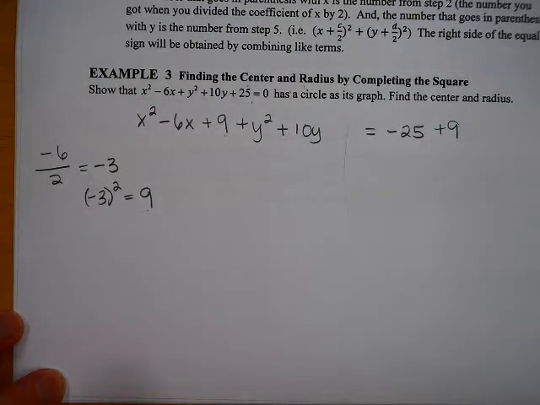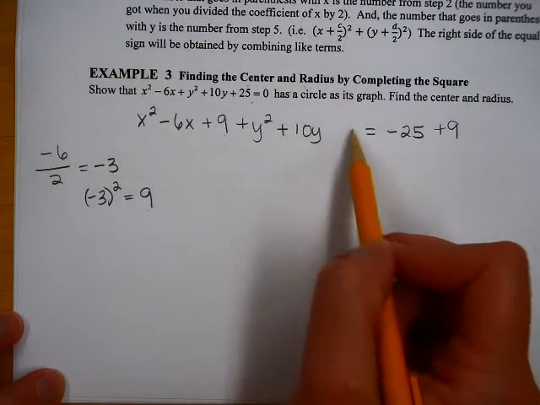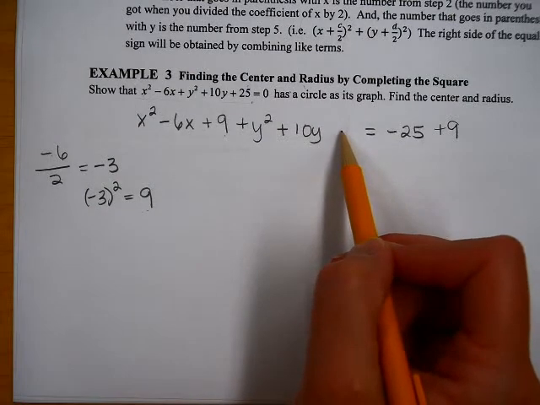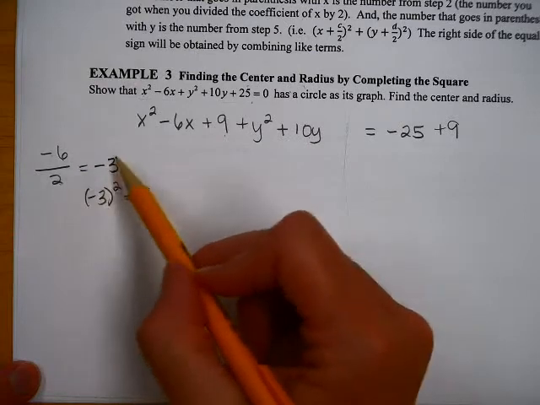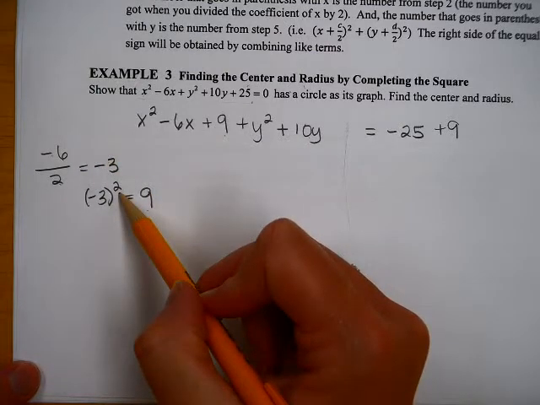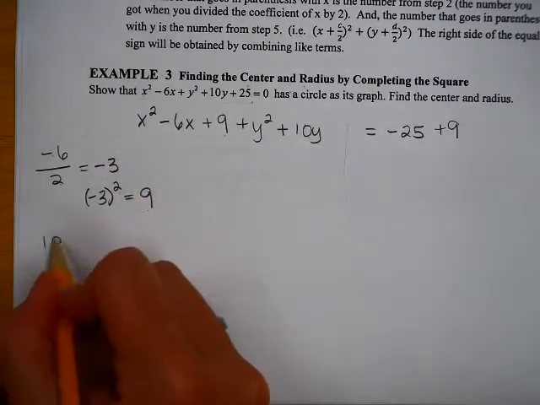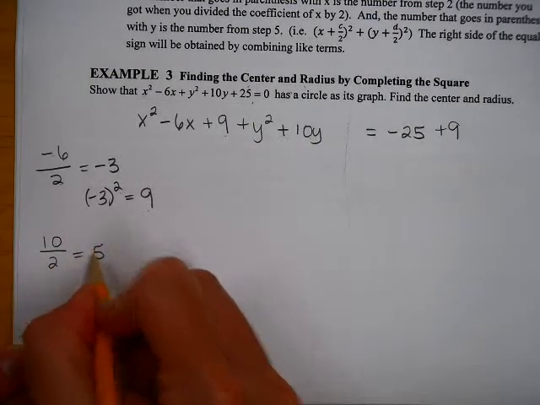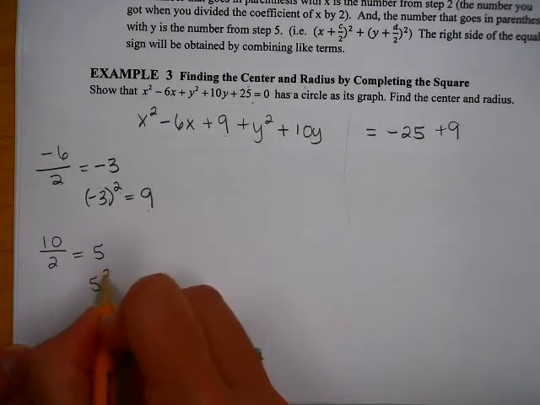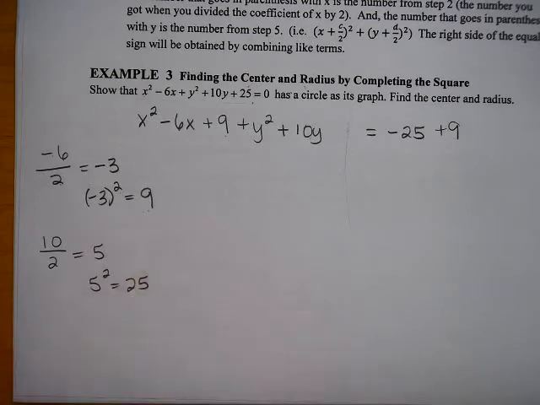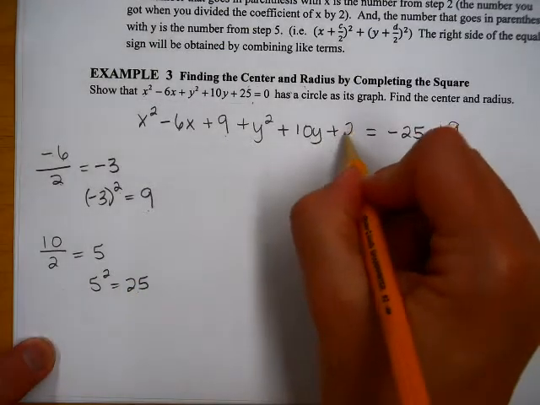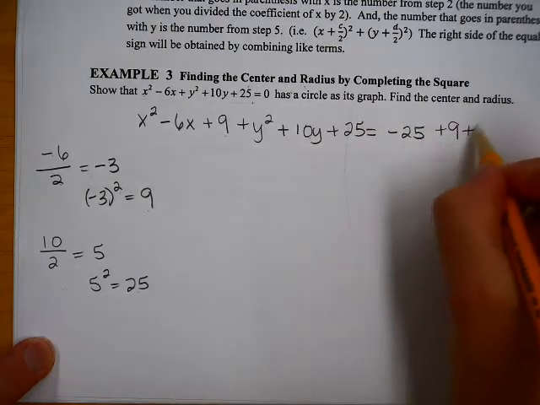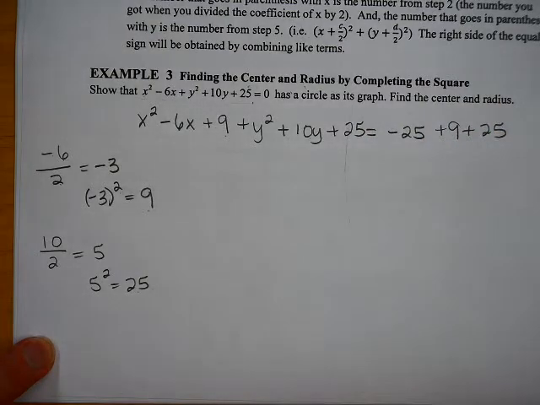Okay? Now, let's figure out what goes in the y position. We're going to do the same thing. Take the coefficient of y, divide it by 2. The number we get, we're going to square it. So take 10, divide it by 2, you get 5. Now take 5 and square it, you get 25. So I want to add 25 to both sides here, on the left and the right.